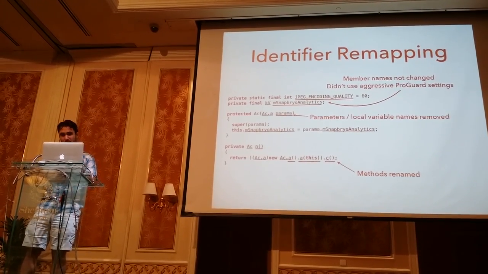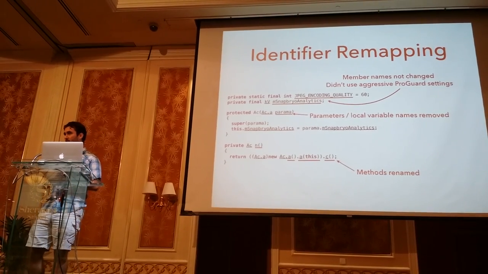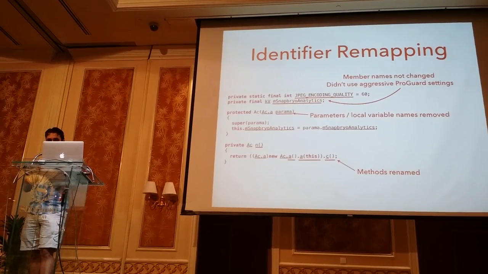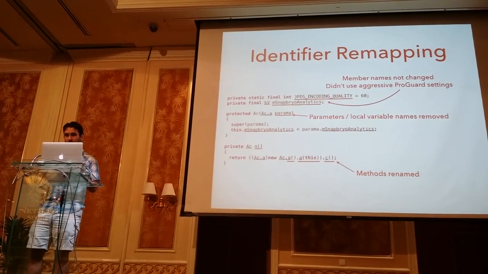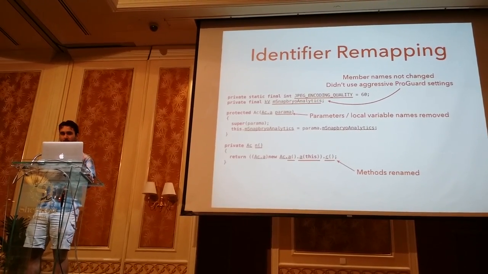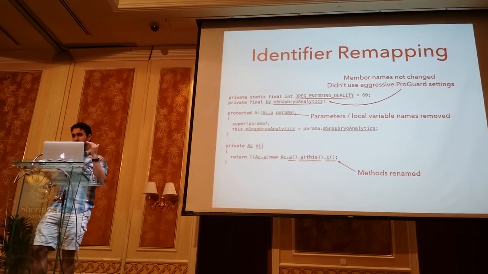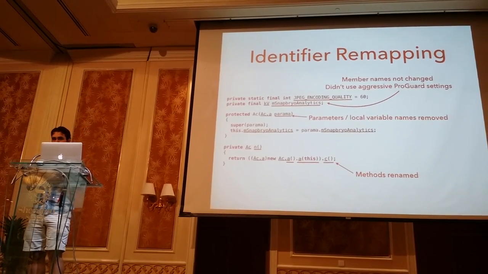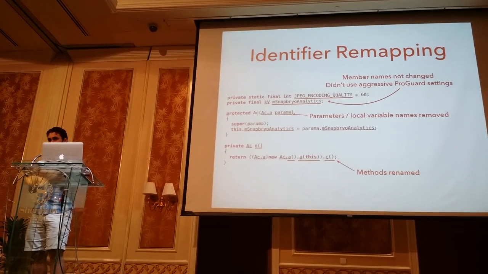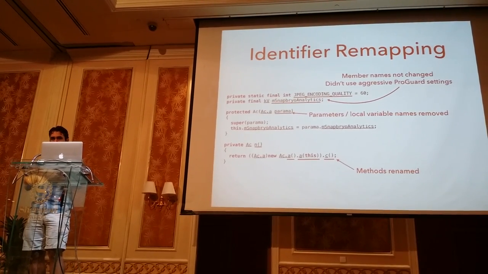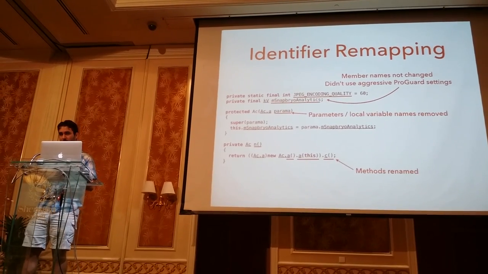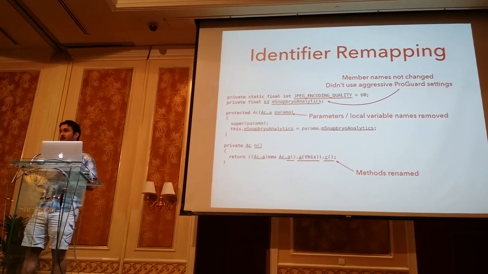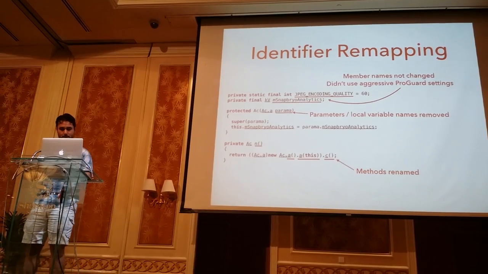But the third thing here is that the method names have been stripped out and replaced with single letter variants. In fact, what ProGuard can do is overload method names such that every method is called A. Every method that has a different method signature can be called A. So you have A that takes zero parameters, A that takes a string, A that takes two strings, and that can be extremely tedious to reverse engineer.